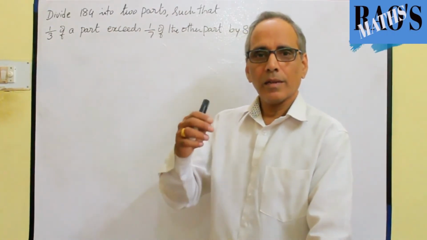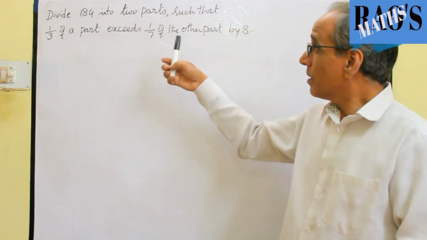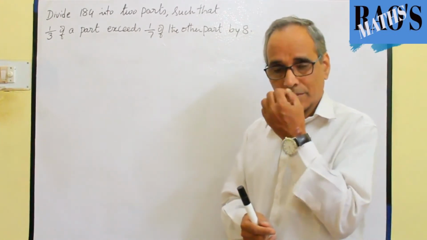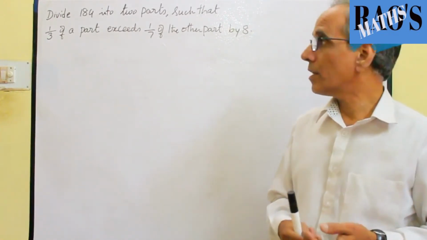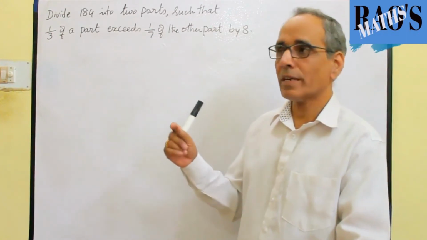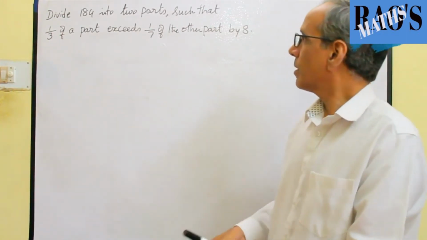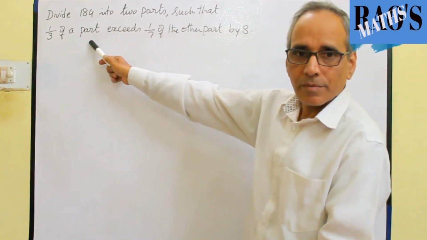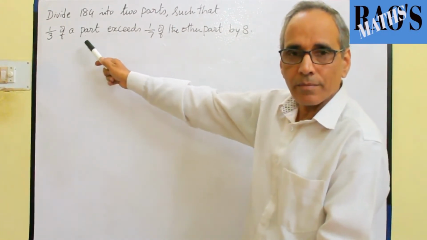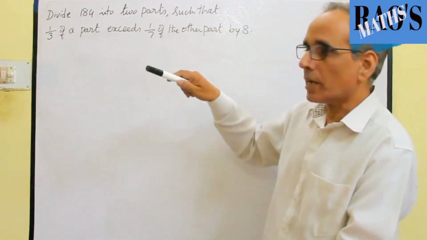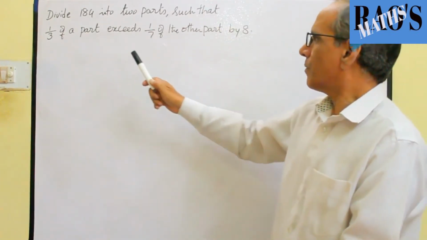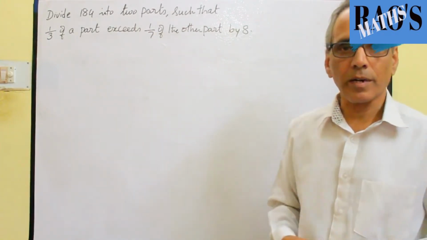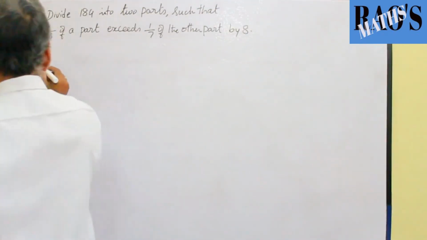Important itself. Here, the number 184 is to be divided into two parts. Two parts. It did not say equally. How to divide 184 is not defined here. But 1/3 of a part is more than 1/7 of the other part by 8. What is the one part of this 184? We don't know. I define the one part as x. Let's see as we begin.